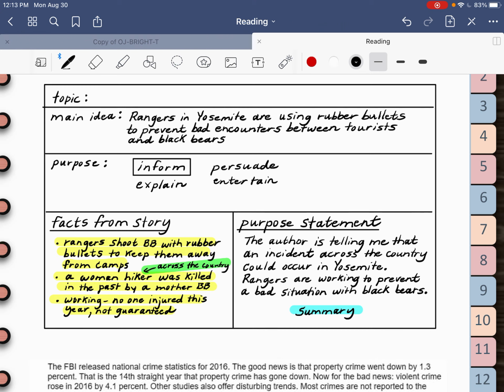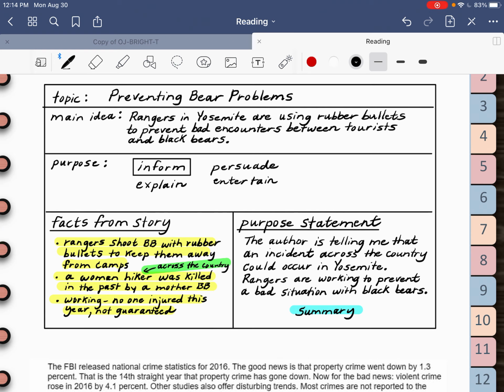And you might be thinking, no, they're using rubber bullets to keep the bears away from the campsites. But go deeper. Why do they want to keep the bears away from the campsites? So, the topic here, preventing bear problems. There are other topics you could write, but that's the one I'm going to use.